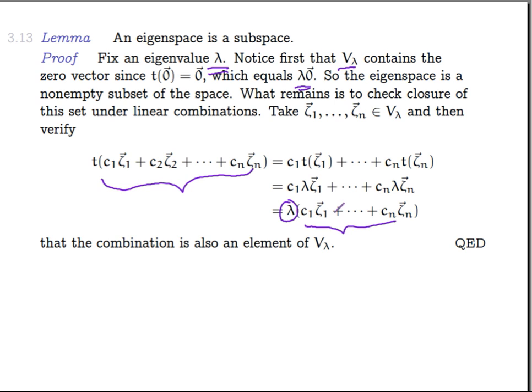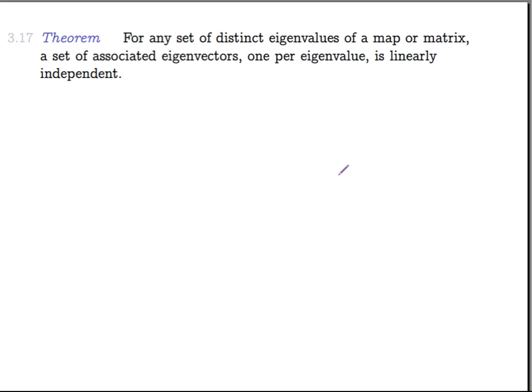Okay, now we have a theorem. For any set of distinct eigenvalues of a map or matrix, a set of associated eigenvectors, one per eigenvalue, is linearly independent. All right, so if we take a number of different eigenvalues of a map or a matrix, and we take one eigenvector corresponding to each eigenvalue, then this set of eigenvectors is linearly independent. So if I take, for instance, three vectors, 1, 2, 3, and each one of these three vectors corresponds to a different eigenvalue, then these three vectors must be linearly independent.